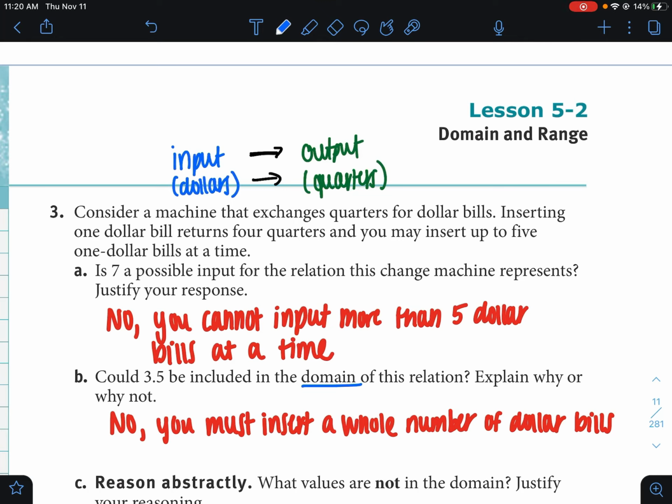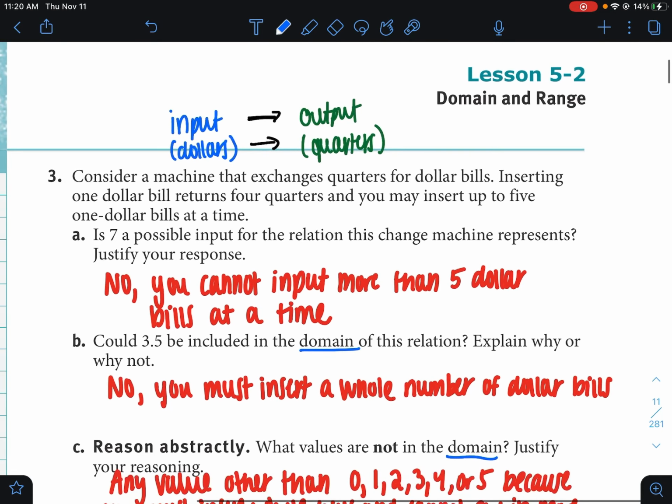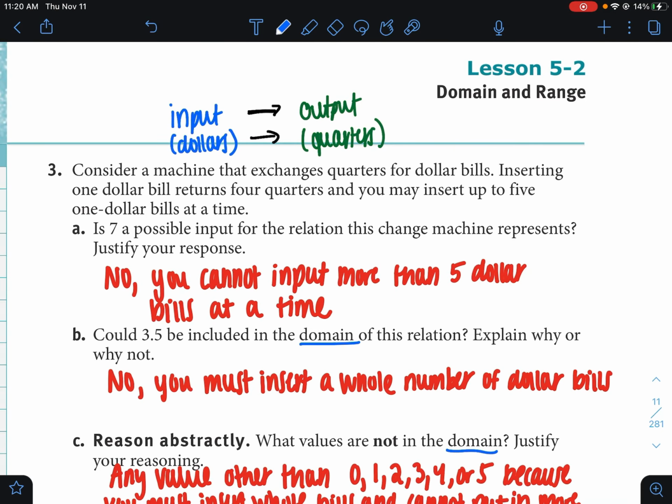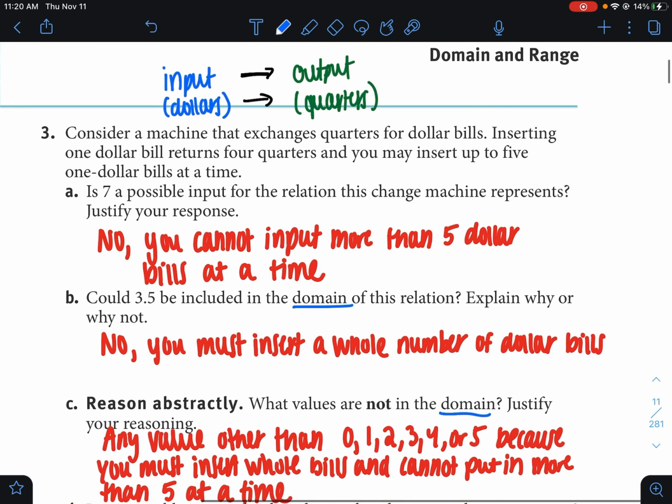Letter C, what values are not included in our domain, in our inputs? So that would be any value other than our whole numbers. We have to put in a whole number. That's the trick here. For the dollar bills, we can put in $0, we'll get nothing out, obviously. We can put in $1. We can put in 2, 3, 4, and 5, but we can't go more than 5. Why? Because that's what was given to us in these conditions.